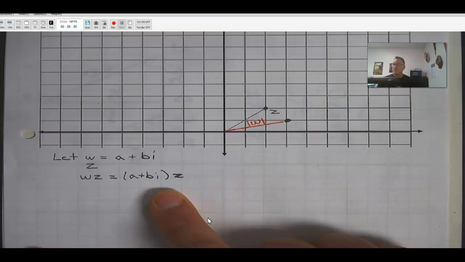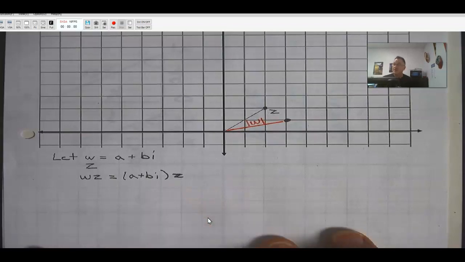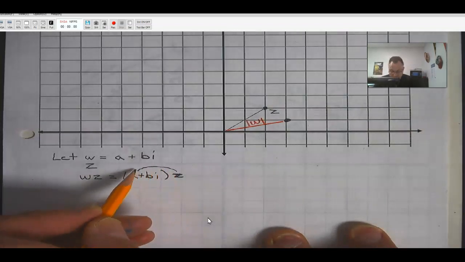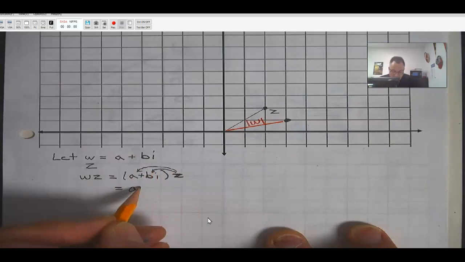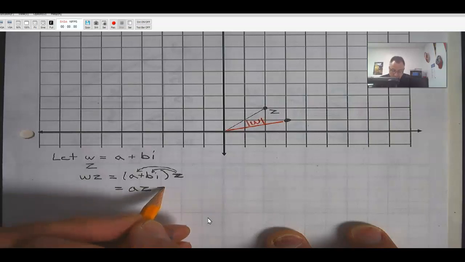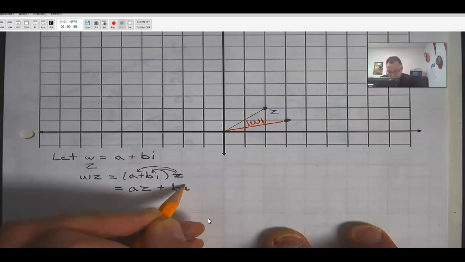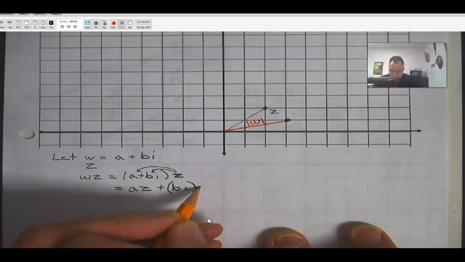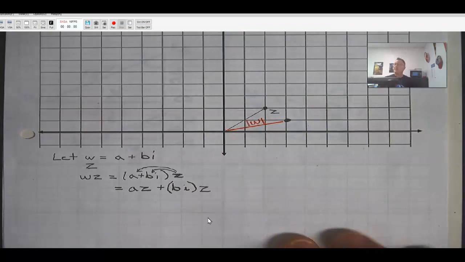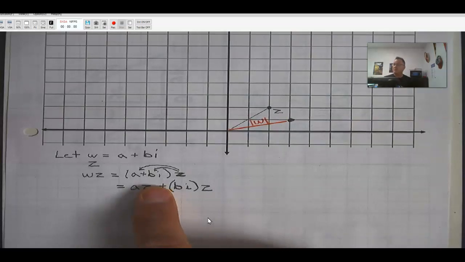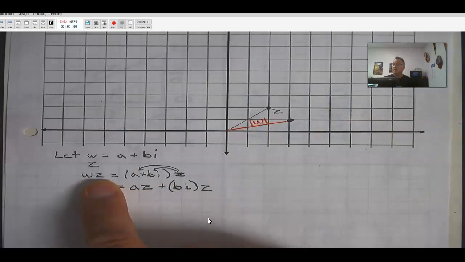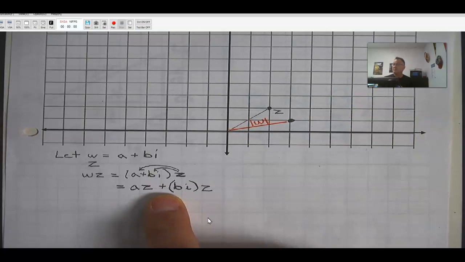Okay, this is what we were doing on the whiteboards yesterday. Then we said, well, how do you multiply those two? So if I distribute this, that's going to be equal to A times Z plus BI times Z. And then what we did was we drew each one of these and then we added them tip to tail. That's how we multiplied. That's how we turned a multiplication problem into an addition problem.